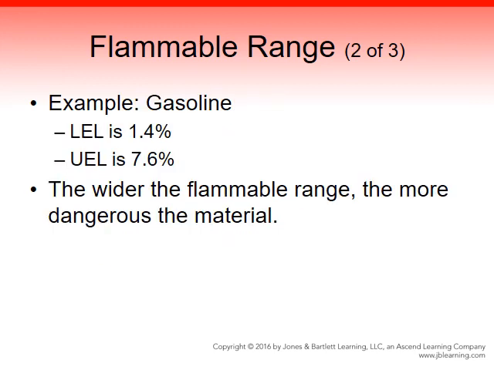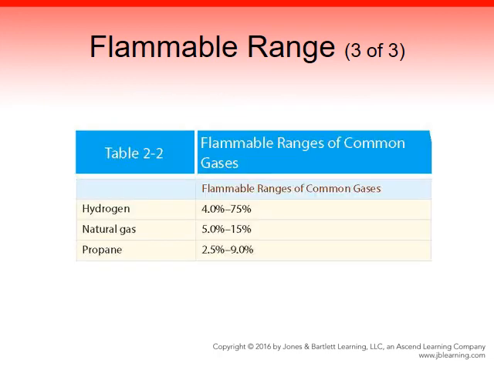Here's an example of gasoline. The lower explosive limit is 1.4% and the upper is 7.6%. The wider the flammable range, the more dangerous that material is. Here are some other common flammable ranges of common gases: hydrogen, natural gas, and propane. See how hydrogen has a very wide range, so that makes it a very dangerous gas in terms of combustion.